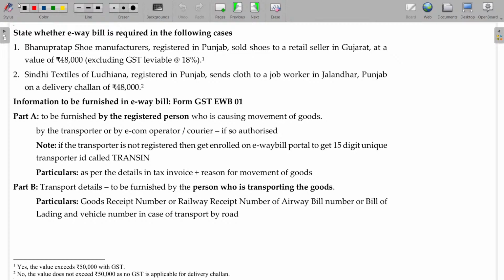Now, state whether e-way bill is required in the following cases. Banu Pradap, shoe manufacturer registered in Punjab, sold shoes to a retail seller in Gujarat at a value of Rs 48,000 excluding GST leviable. GST 18%, if you add, what's the value you will be getting? 56,640 after adding the GST, which is more than 50,000. So e-way bill is a must.